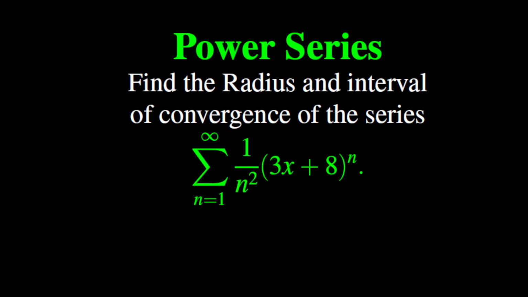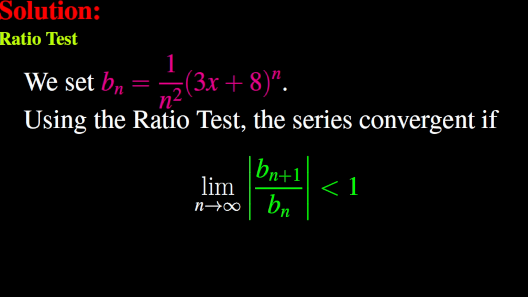In this problem, we will study the convergence of the power series with terms 1 over n squared times (3x + 8)^n. We will precisely determine the radius and the interval of convergence of this series. We define the sequence b_n as 1 over n squared times (3x + 8)^n.